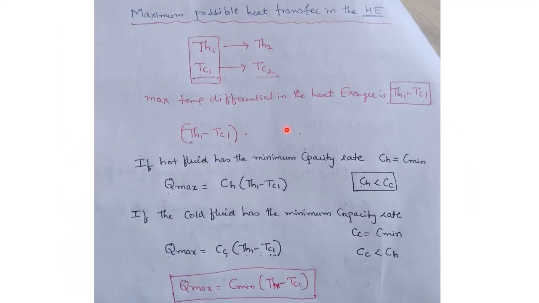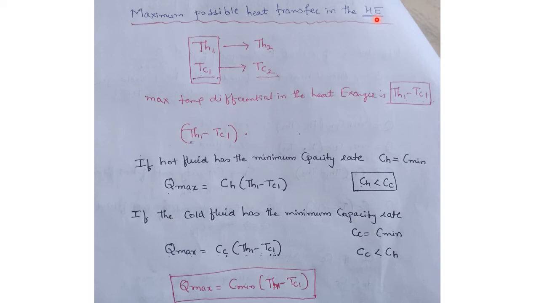So now we will study the ratio. In the formula, we have defined the effectiveness of the heat exchanger as Q divided by Q maximum. We have studied how to calculate Q. Now let us study how to calculate this maximum possible heat transfer in the heat exchanger, where HE indicates heat exchanger. In short form, I have written it as HE.